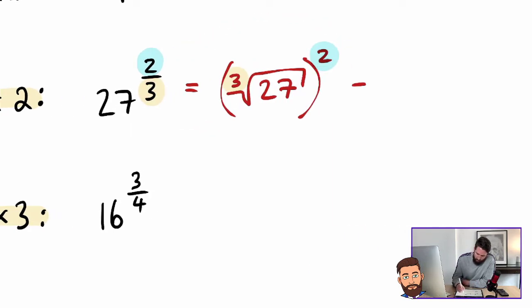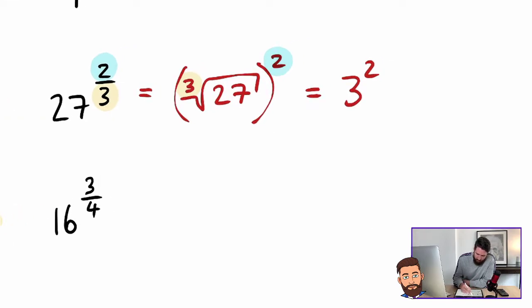What would that give us? Well, BIDMAS tells us to do the brackets first. The cube root of 27. We've just seen that the cube root of 27 is 3. And now we need to square that answer. So 3 squared would be simply 9. So the answer to this question is 9.